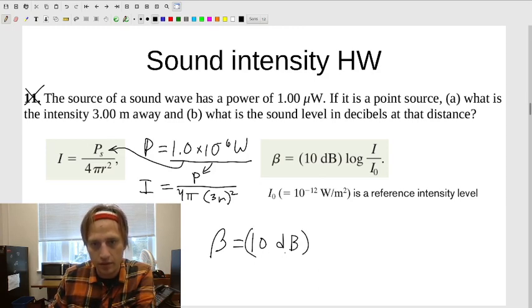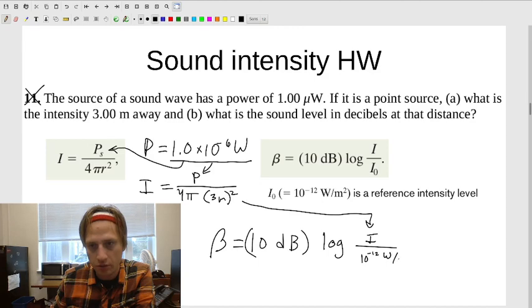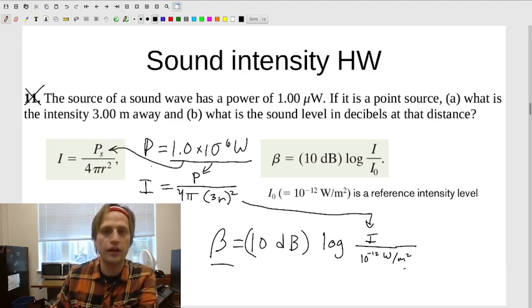Notice this already has our units on it, times the log base 10 of whatever you found here, divided by your intensity naught. So that's your reference level, your 10 to the minus 12 watts per meter squared. The intensity you put up here has to have units of watts per meter squared to cancel out the watts per meter squared there. You take the log, you take it times something with units of decibels, and there you go, you have your answer.